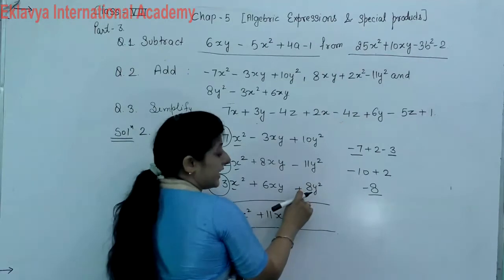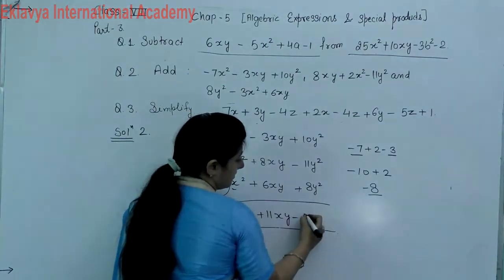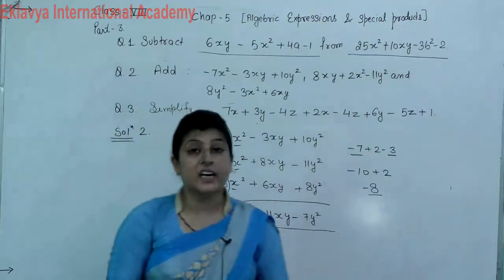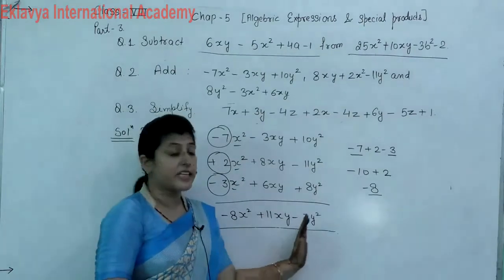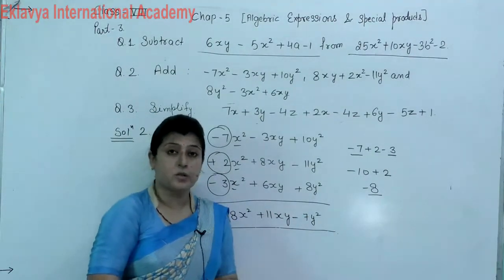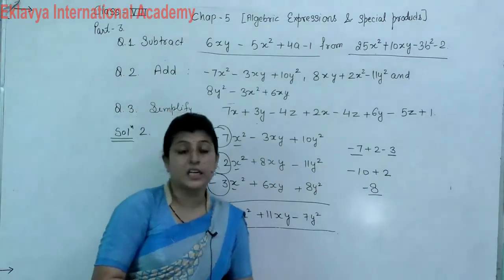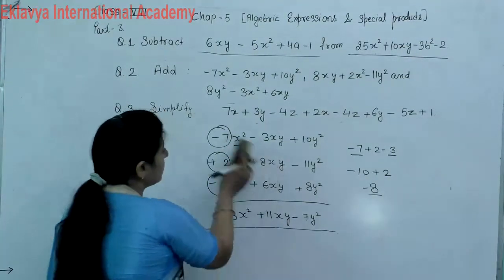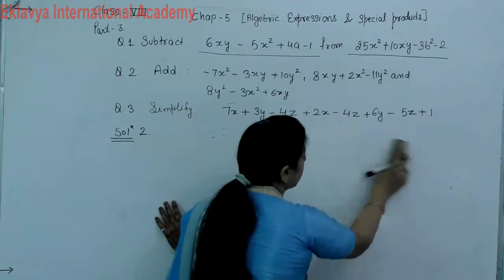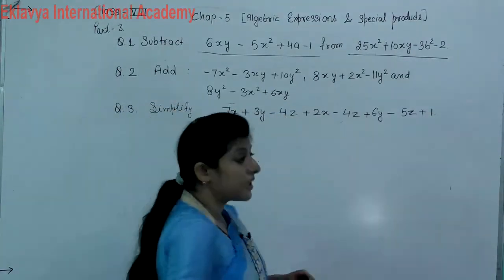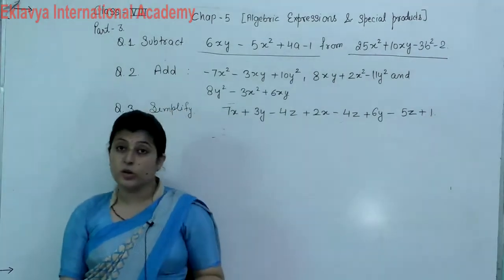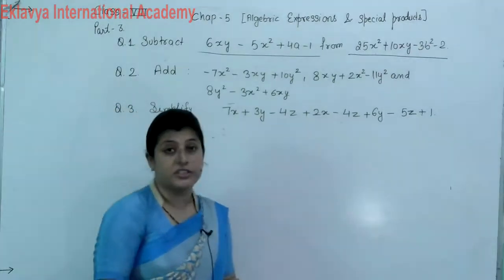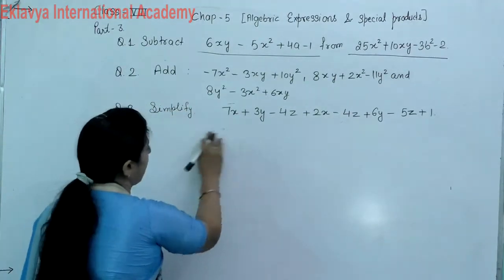Here 10 plus 8, 18, 18 minus 11, 7. So we will get the answer minus 8x square plus 11xy minus 7y square. This is the column method for addition of the polynomial. See the third one. Remember it, whenever we apply the column method in addition, there is no need to change any sign, we will not do anything, we just add it.